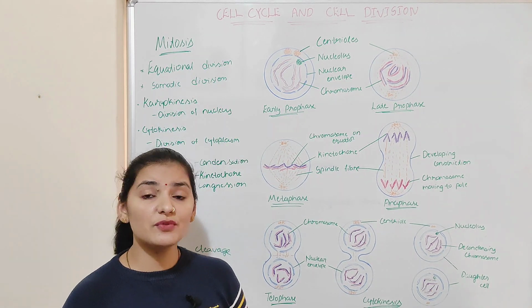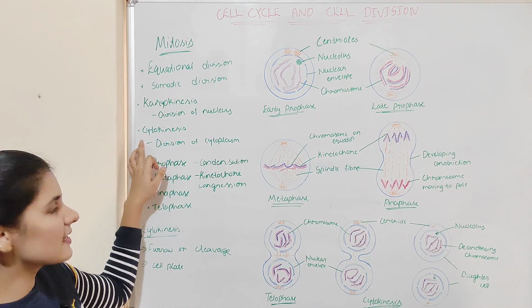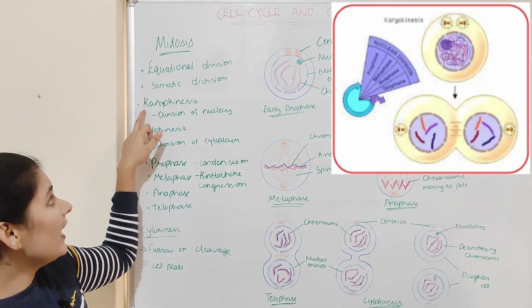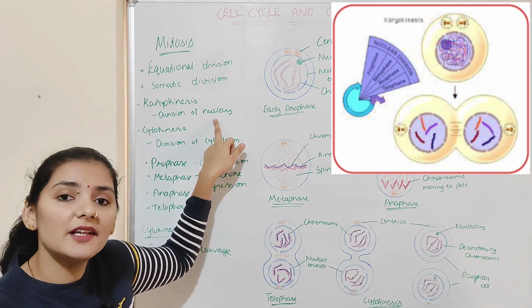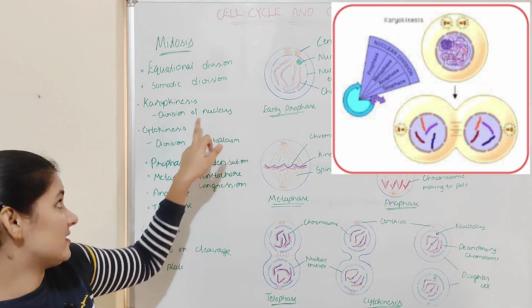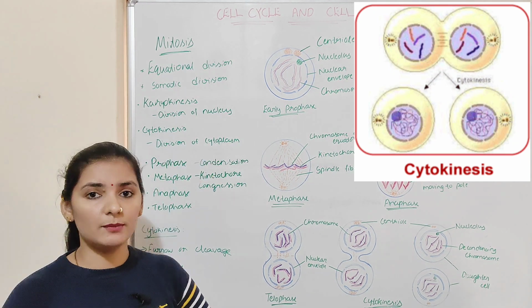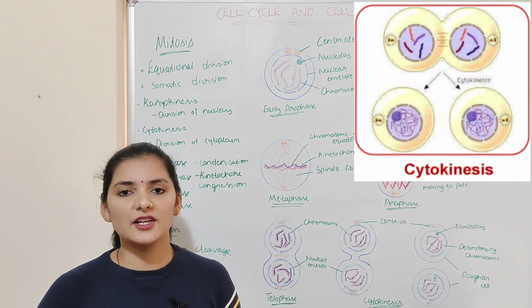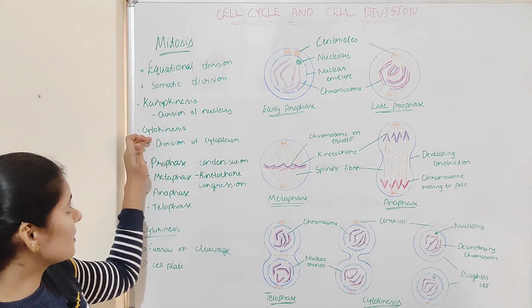As I told in the last video, M phase takes place in two steps, that is karyokinesis and cytokinesis. Karyokinesis is a process where the division of nucleus takes place or separation of the daughter chromosome takes place, whereas cytokinesis is a process where the division of cytoplasm takes place or distribution of the cytoplasm to the daughter cells takes place. We'll discuss these two steps one by one.